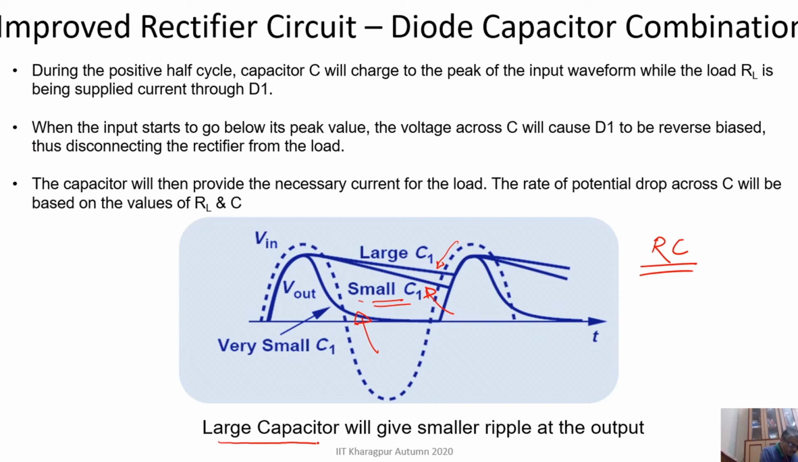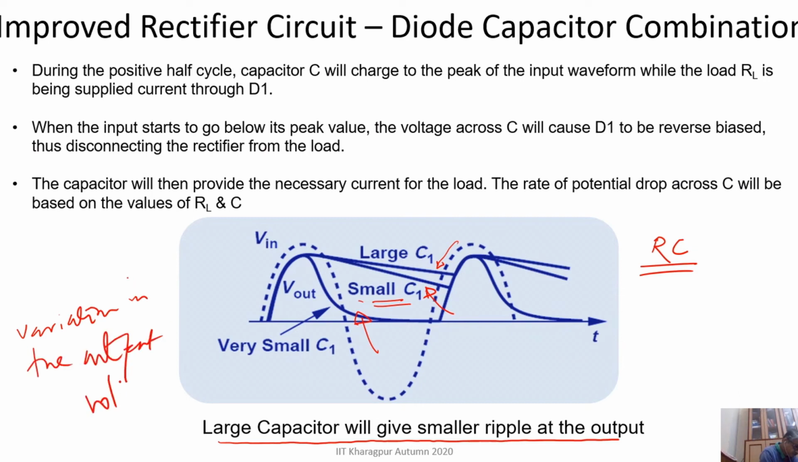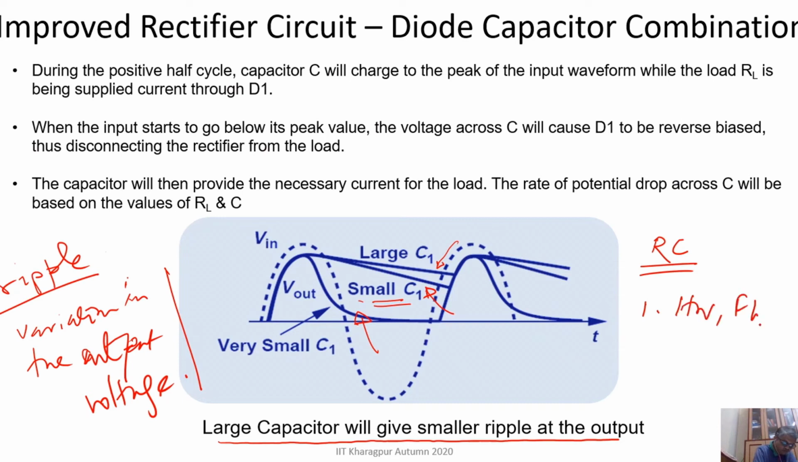A larger capacitor will give a smaller ripple at the output. What is ripple? Ripple is basically variation in the output voltage, because we want a flat DC output voltage. And why is this variation occurring? As I mentioned before, in case of a half wave or full wave or bridge rectifier, there is change in the output signal.